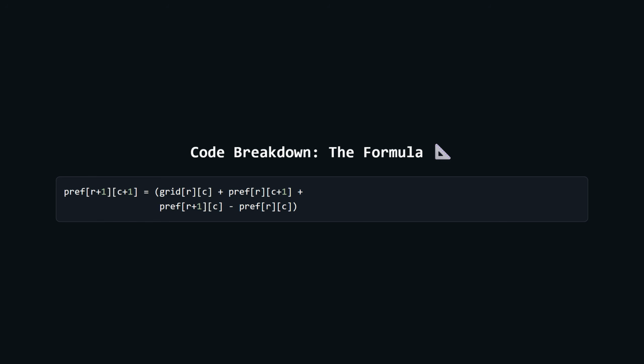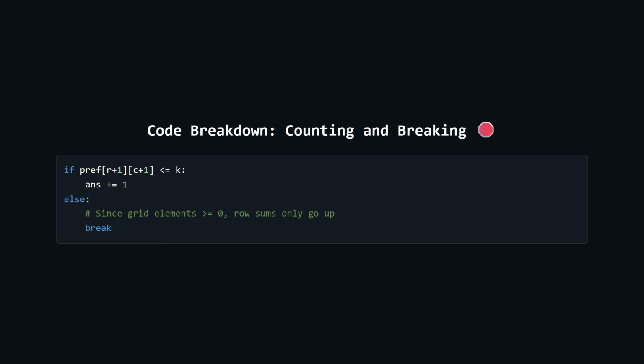This is the heart of the solution. To find the sum of the box ending at row R and column C, we take the current number, add the total sum of the box above it, and add the sum of the box to its left. But wait! The box that's diagonally up and to the left was inside both of those previous boxes, so we subtract it once, so it isn't counted twice. Every time we calculate a new total sum, we check it against our target k. If it's small enough, we increment our answer counter.